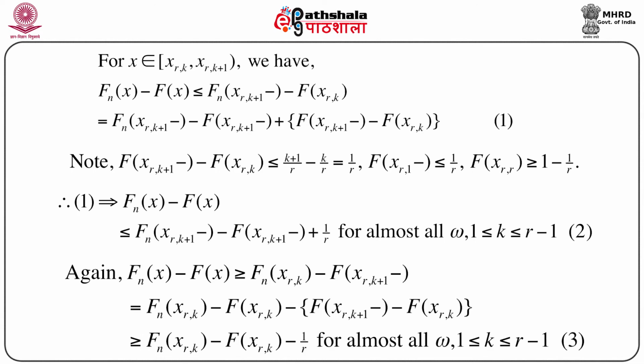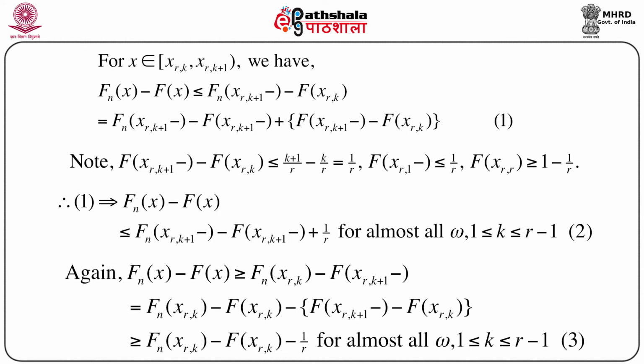Consider any x belonging to one such interval, say left side closed x_rk to x_r(k+1), with the right side open, that is a semi-closed interval. Then, by the properties of distribution functions and some properties that we can observe for the empirical distribution function, we can immediately write F_n(x) minus F(x) is less than or equal to F_n(x_r(k+1) minus) minus F(x_rk). Now we just add and subtract one quantity, which is F(x_r(k+1) minus). Let's call this 1.